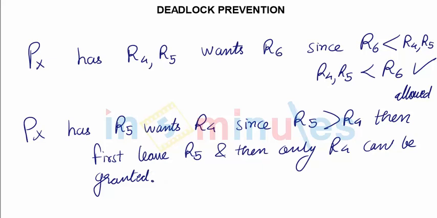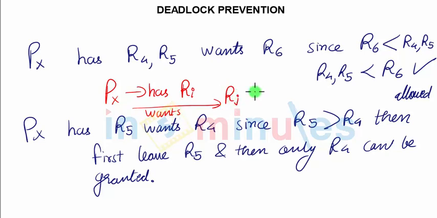Again and again I am saying the rule is very simple. If process X has resource I and wants resource J, then R of I should be lesser than R of J. By saying this I am talking about the IDs. Then only we will grant.